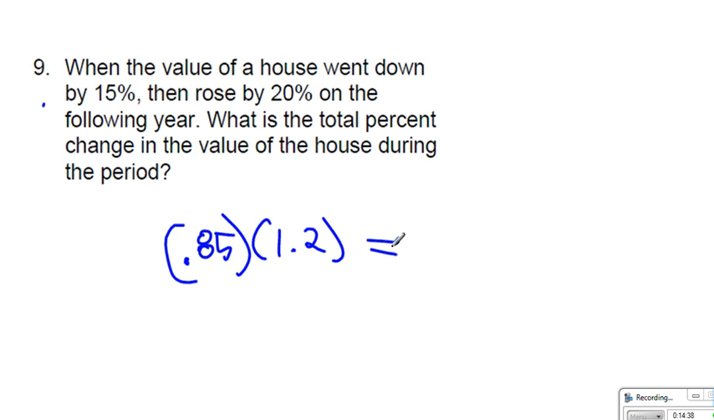So 0.85 times 1.2 must be equal to 1.02. That means the total percent change would have been a 2% increase because it's greater than 1. We realize it's a 2% increase.